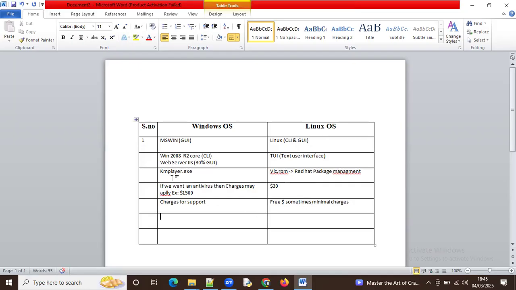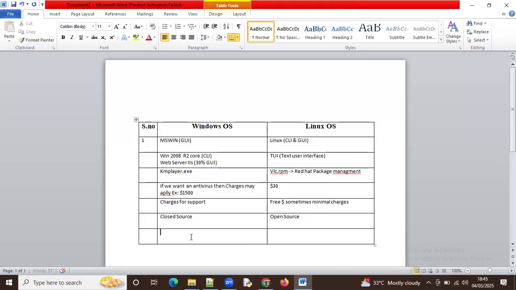And one more thing: Windows is closed source, and this one is open source. We had already discussed this point in the previous class and at the start of this class. Closed source means we can't edit the source code. Here we can edit the source code.